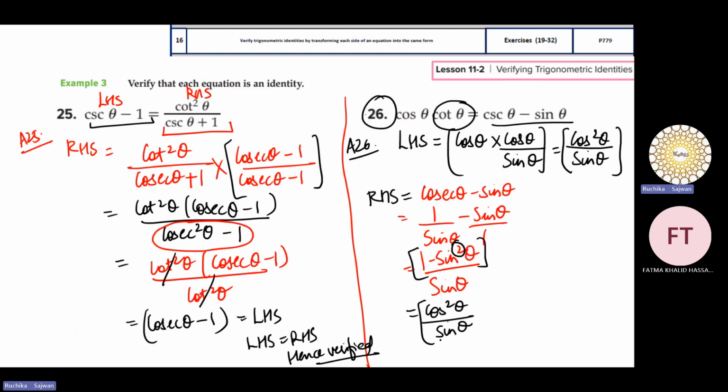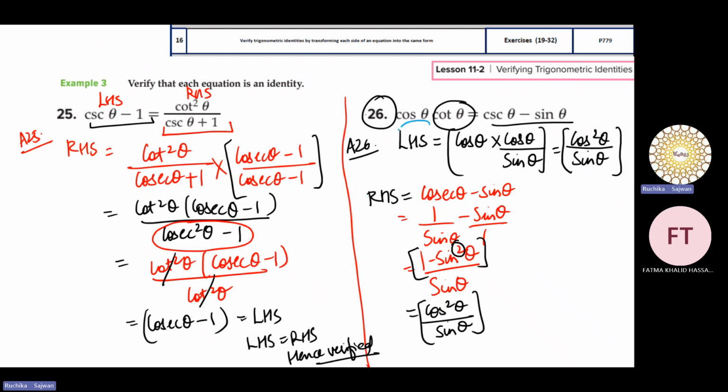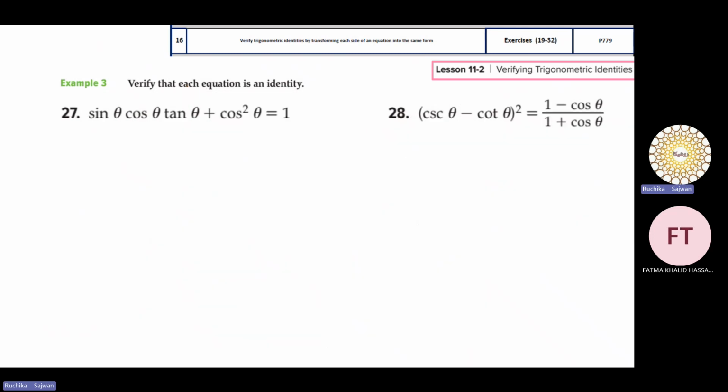And now we are almost done, because both sides, left and right, have come out to be the same thing. Left hand side is this, right hand side is also this. Both are equal. So as long as your left and right sides are equal, we have verified the trigonometric identity. Amazing. So that completes 25 and 26.